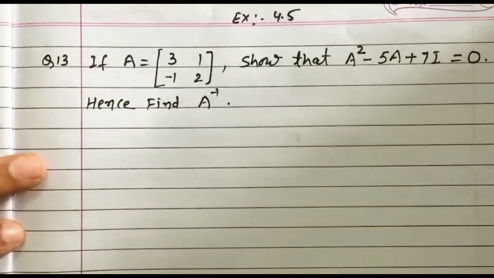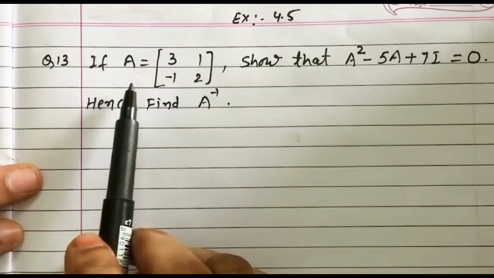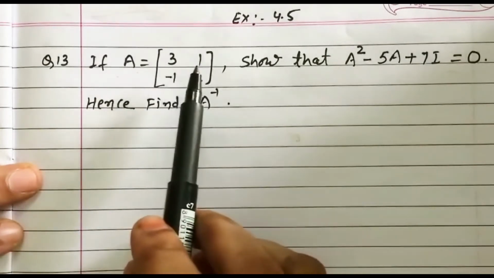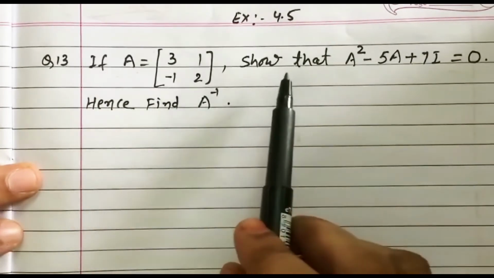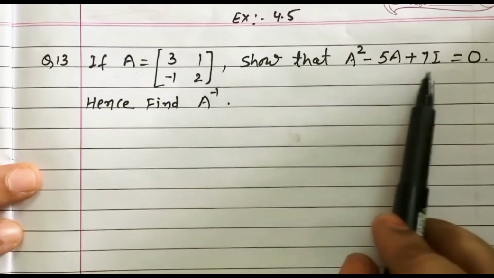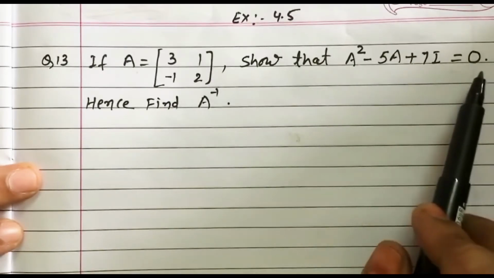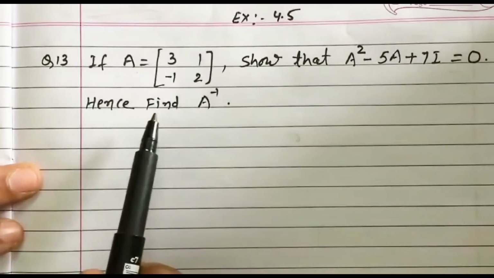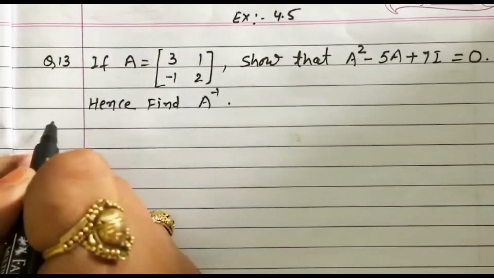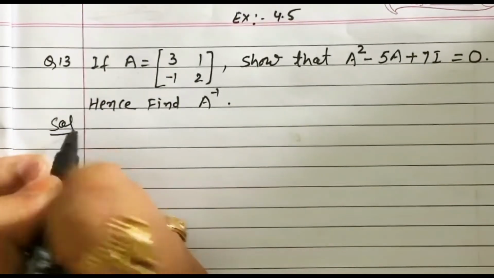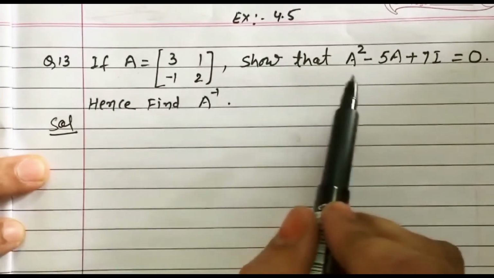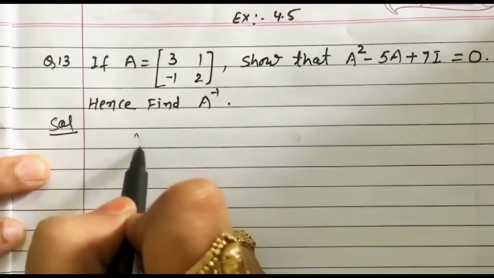First of all, students, question number 13. If A is equal to the matrix 3, 1, minus 1, 2, show that A square minus 5A plus 7I is equal to the 0 matrix. Hence find A inverse. Okay. So for this question, first we have to find A square.